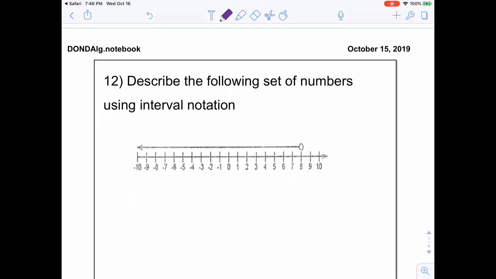Now we have a number line here. We have to describe the following using interval notation. So we talked about that. That's with either using parentheses or brackets. So we have an open circle here. So open circle deals with parentheses.